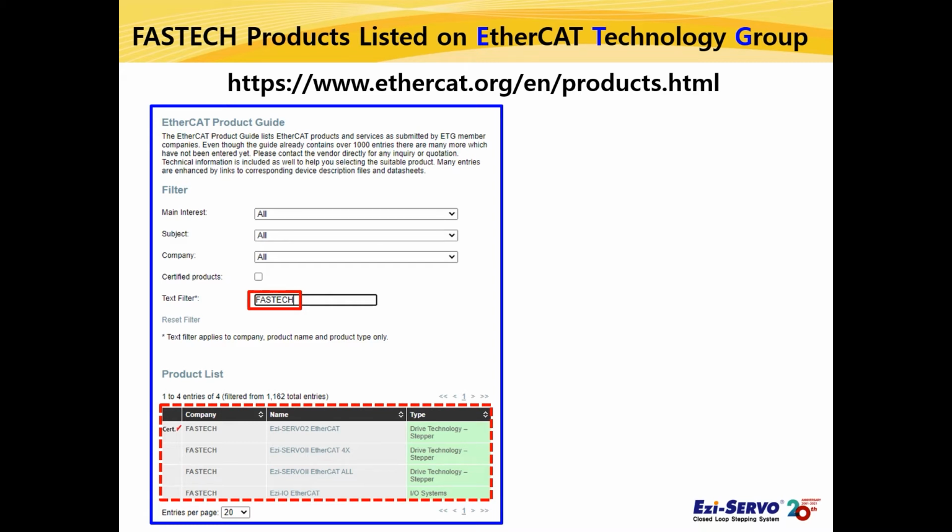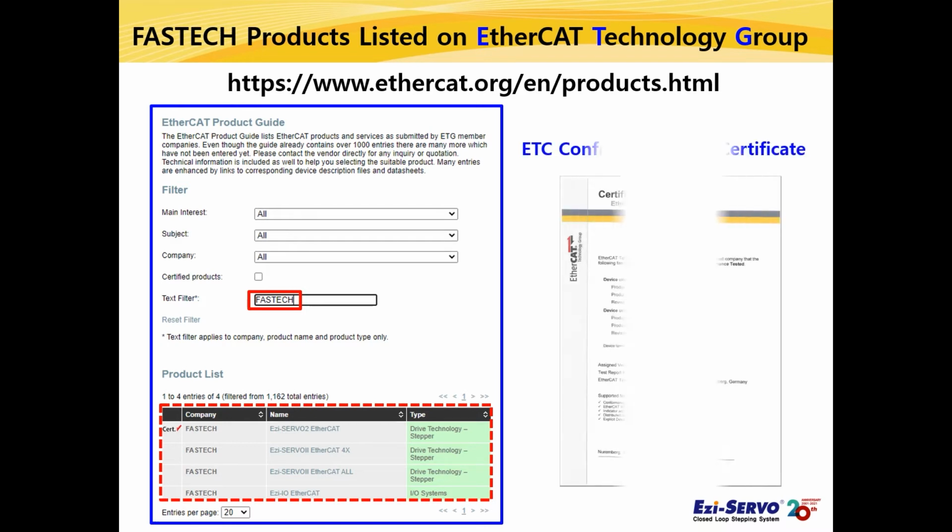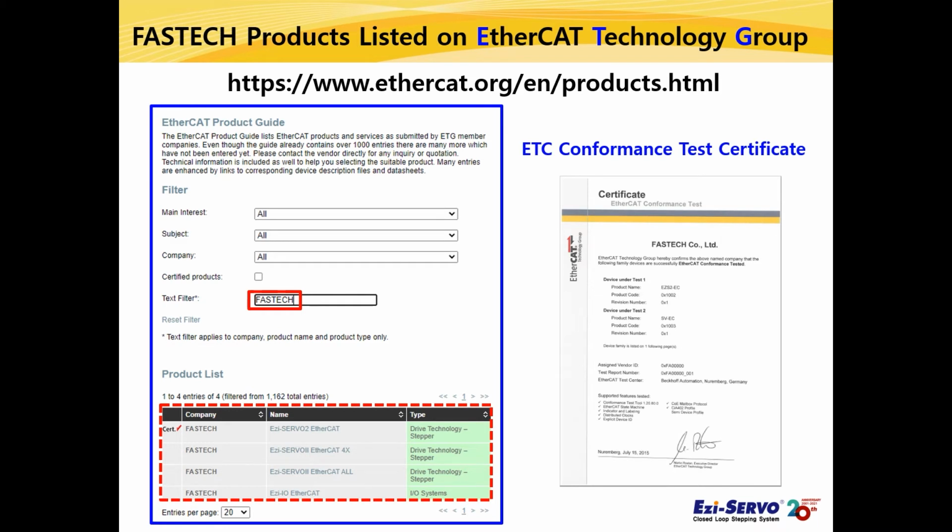ETG, the Worldwide EtherCAT Association, was founded in Germany by Beckhoff, the creator of EtherCAT. FASTECH has received compatibility verification at ETC, the EtherCAT Test Center, which is an affiliate of ETG and verifies the compatibility of EtherCAT products. Currently, only Ezi-SERVO 2 EtherCAT, the standard type product, has received official compatibility certification, but the functions based on this compatibility certification have been applied to Ezi-SERVO 2 EtherCAT 4X products.